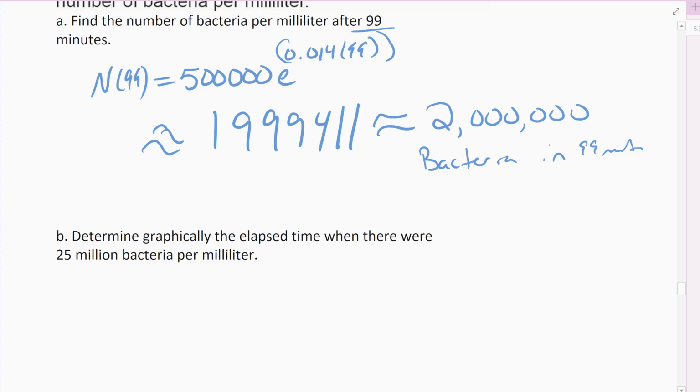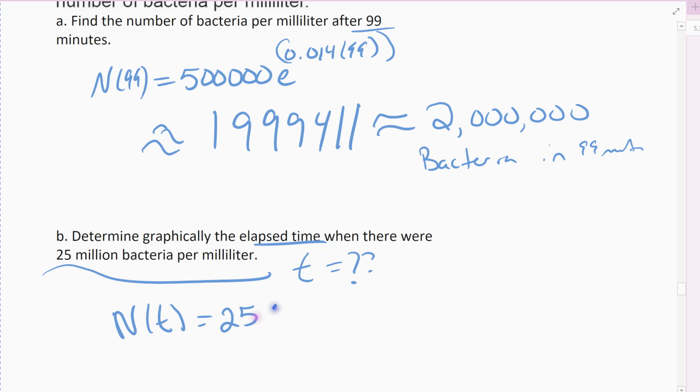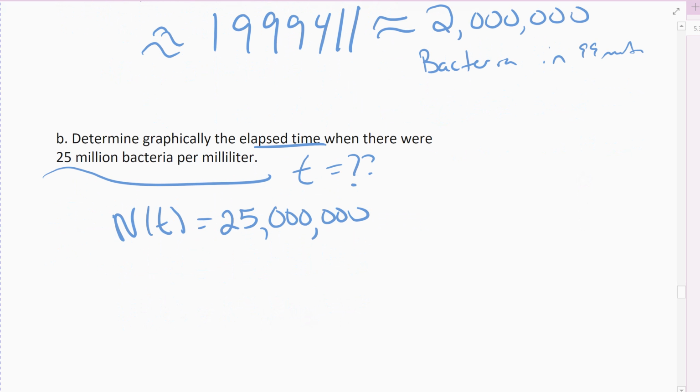Alright, the last question. Determine graphically the elapsed time when there were 25 million bacteria. So we want to find t when the bacteria, n of t, is 25 million. How long will it take for the bacteria colony to grow to 25 million? And the reason why we have to solve this graphically is because we haven't talked about logarithms yet. We can't solve this algebraically until we have logarithms. So we only have graphical.